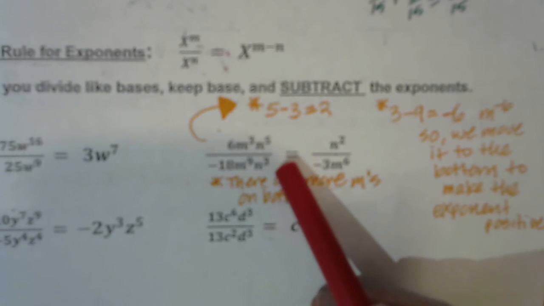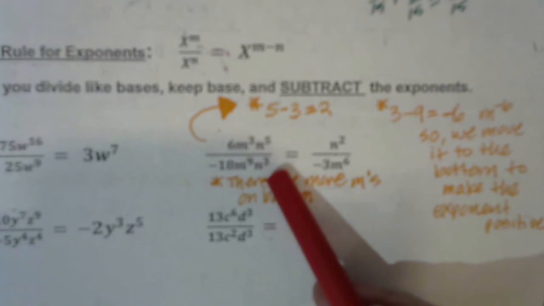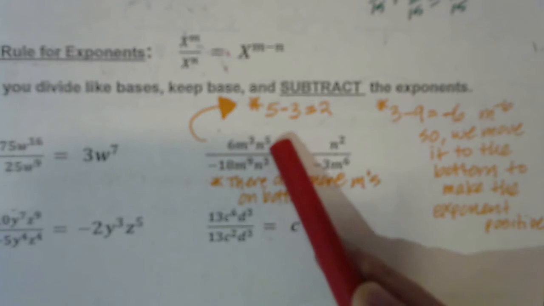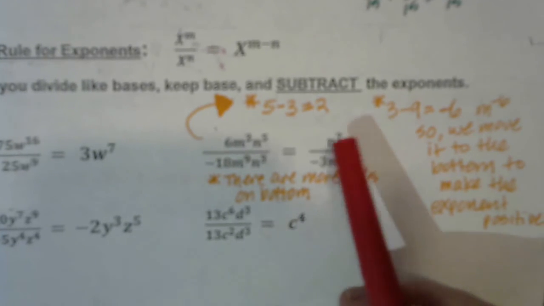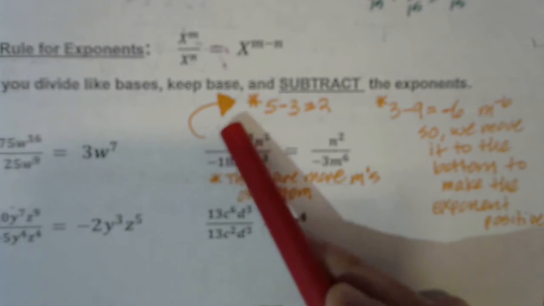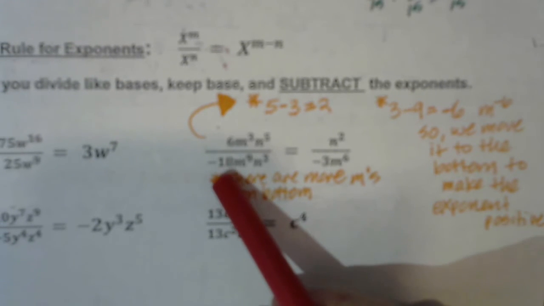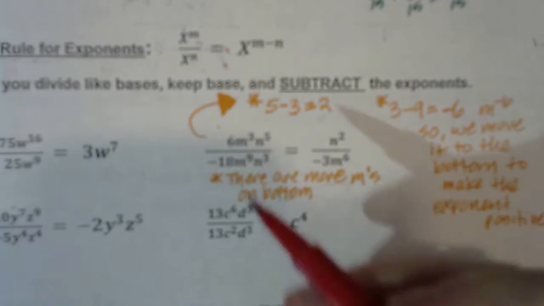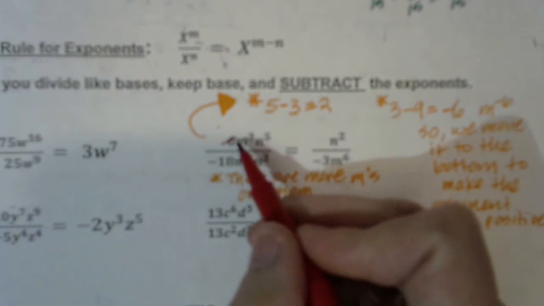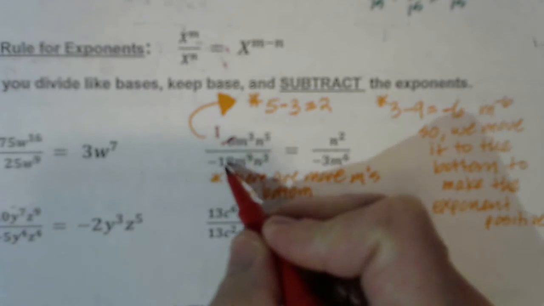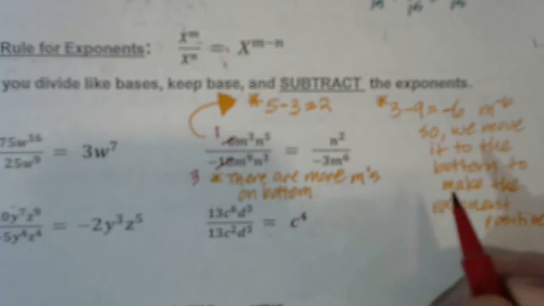With our n's, 5 minus 3 is 2. And there are more n's in the numerator, so I put that n squared on the top. Guys, your coefficients are handled normally. This is the fraction 6 over negative 18, so I know I can reduce that. 6 divided by 6 is 1, and 18 divided by 6 is 3.